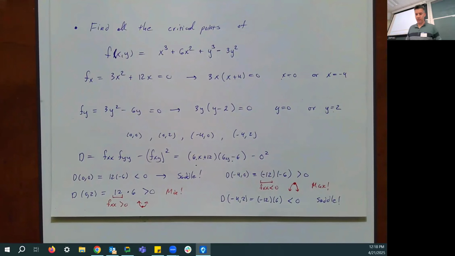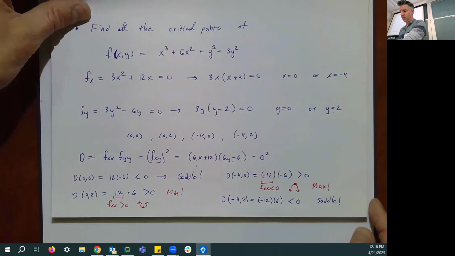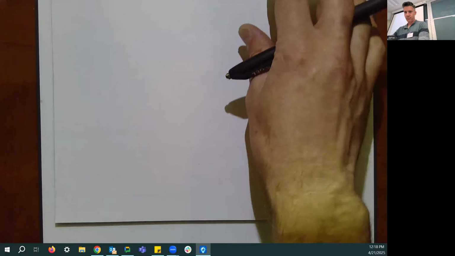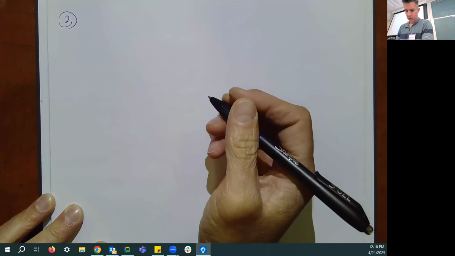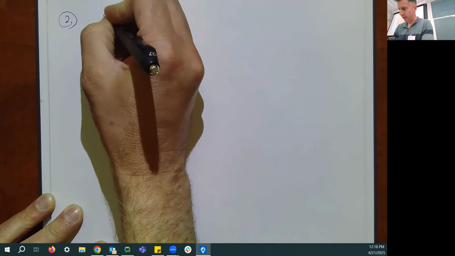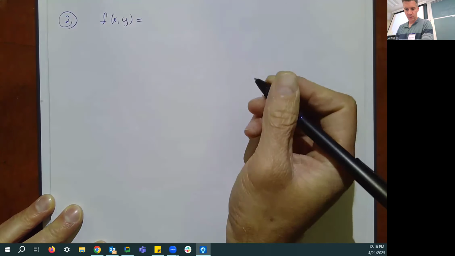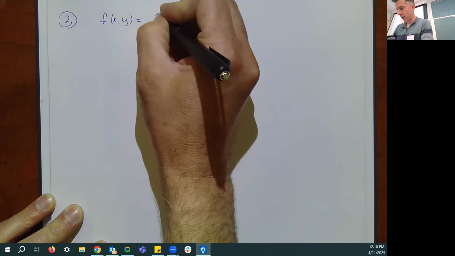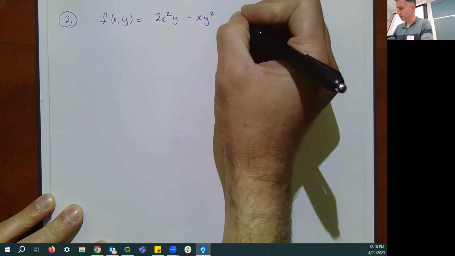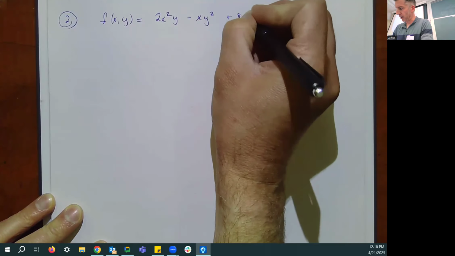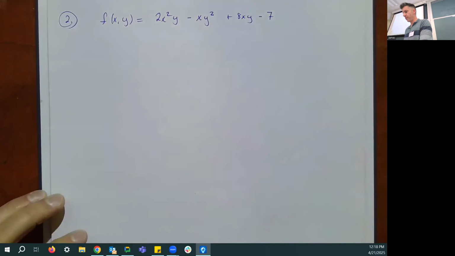So the next example is going to feel kind of similar-ish, but it's also different enough that we should look at it. So let's see here. So here's example number 2. Our function f of x comma y is equal to 2x squared y minus xy squared plus 8xy minus 7.